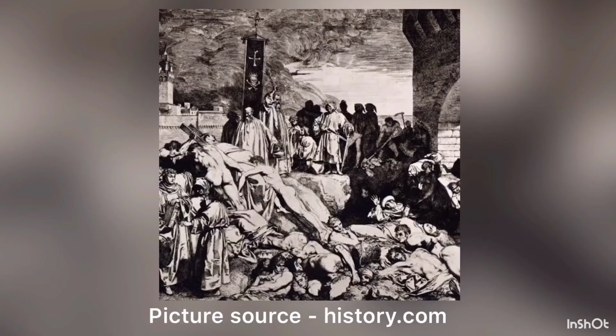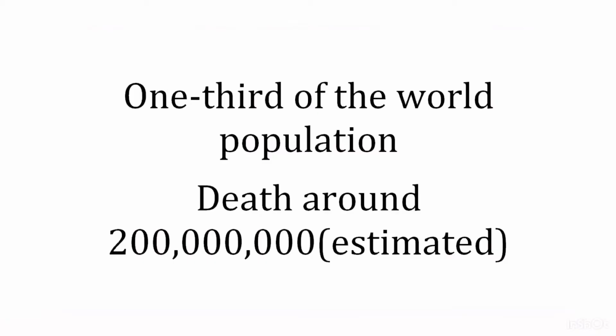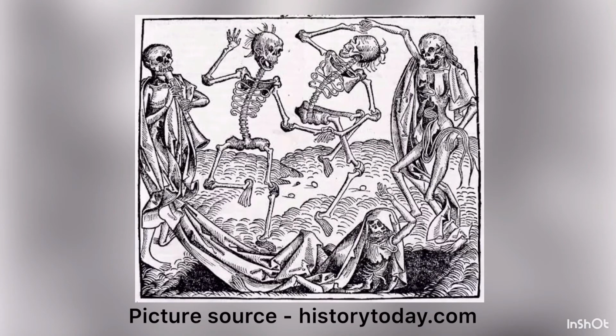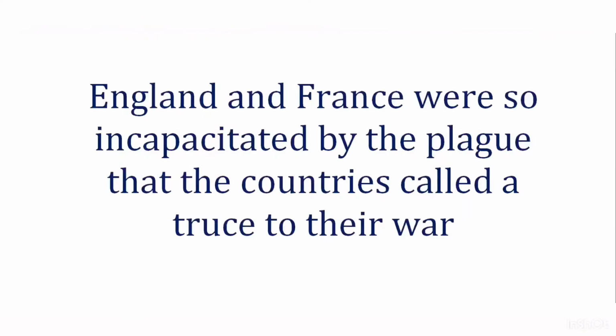Here comes one of the deadliest pandemics of human history, the Black Death. It was responsible for the death of one third of the world population, approximately 200 million people. This plague possibly started in Asia and moved west, entering through Sicily in 1347, and then spread rapidly throughout Europe. England and France even called a truce to their war.